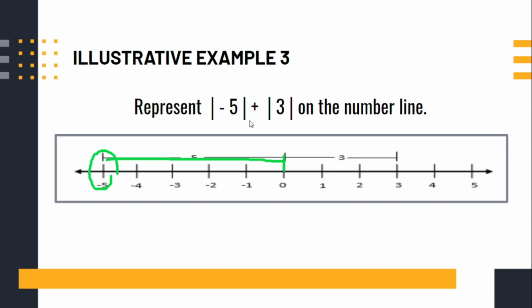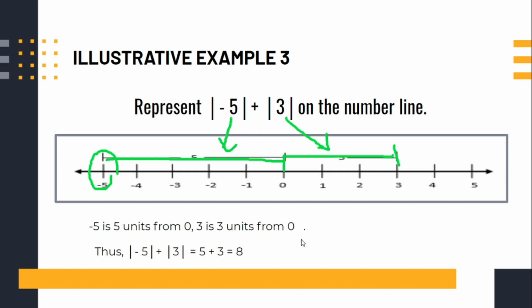And the distance of positive 3 from 0 is 3. Therefore, when we add the distance of the two, that is 8 units. Okay? So therefore, if we're going to get the absolute value of negative 5 added to the absolute value of 3, the absolute value of negative 5 is positive 5, plus 3, so that is equal to 8.